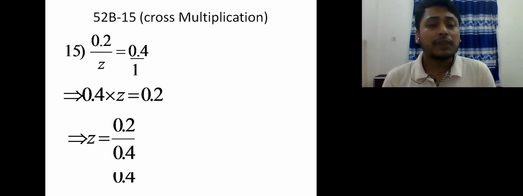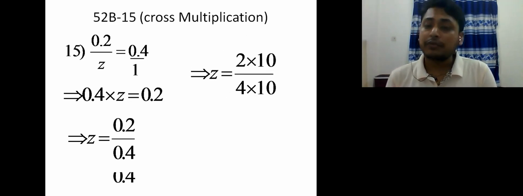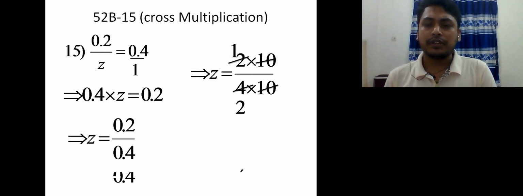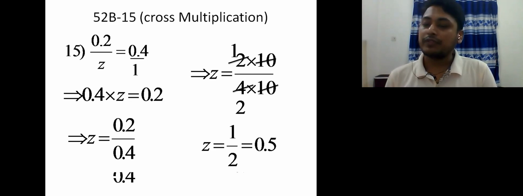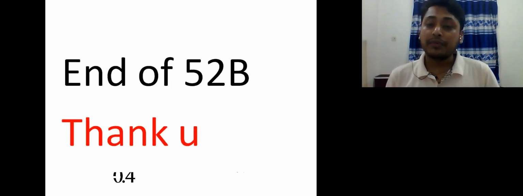We have done this in number 14, so same thing: remove the decimal point. If we remove the decimal point, then in the upper 10 will come and in the down 10 will come. Now 10 will be cut, and 2 and 4 also will be cut. So it's 1 by 2. So z equals 1 by 2, which equals 0.5. Got it? 0.5 is the answer. I hope that all of you understood 52B.